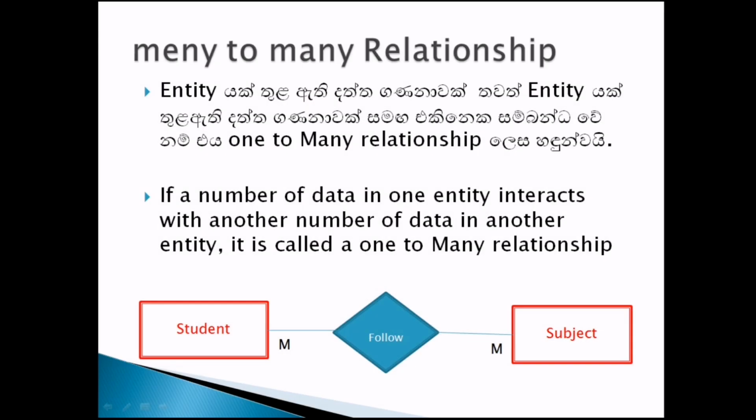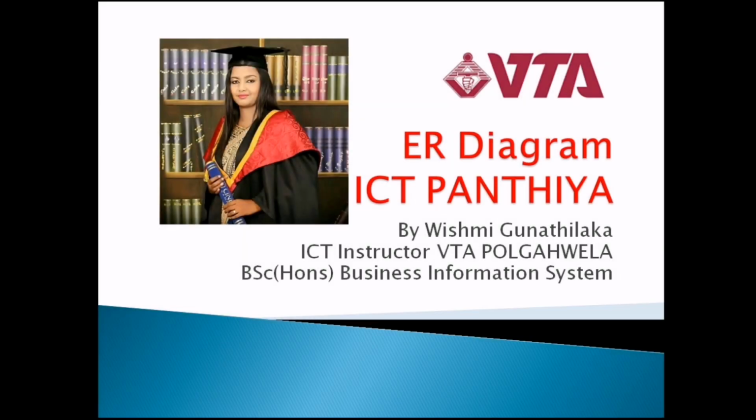Last one, many-to-many relationship. If a number of data in one entity interact with a number of data in another entity, it is called a many-to-many relationship. Let's take an example. This is a student entity. This is a subject entity. Many students follow many subjects. This is called a many-to-many relationship. I think that you have a good understanding of the entity relationship diagram.